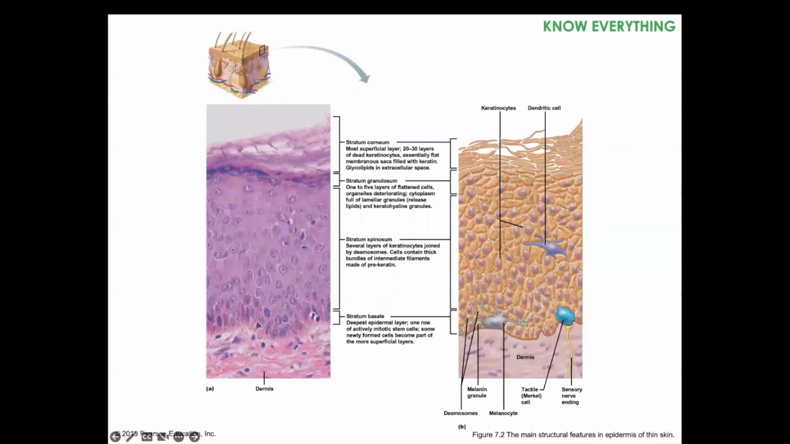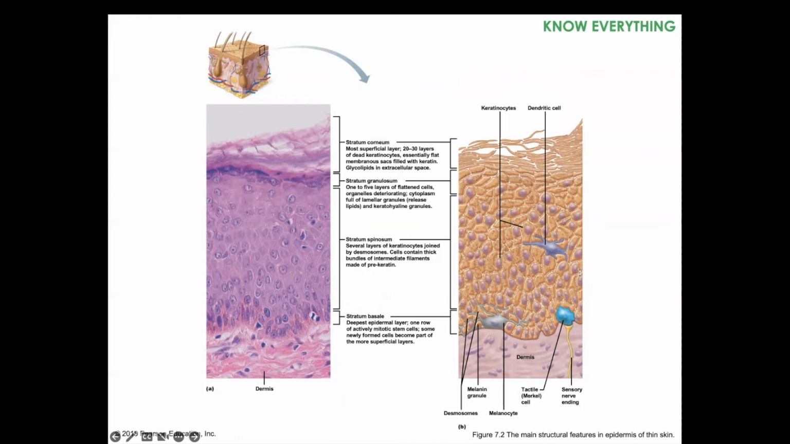So next here, we can see the different layers of the epidermis. From top to bottom, we'll go superficial to deep. The most superficial layer is going to be the stratum corneum. This is going to be many layers of dead cells. It's going to be filled with keratin.